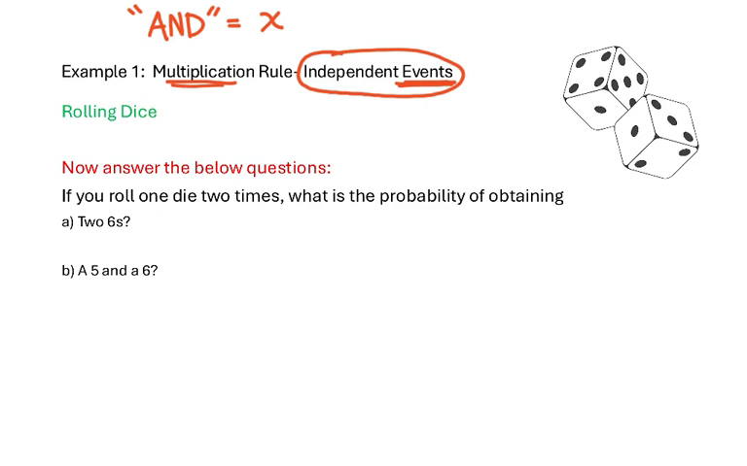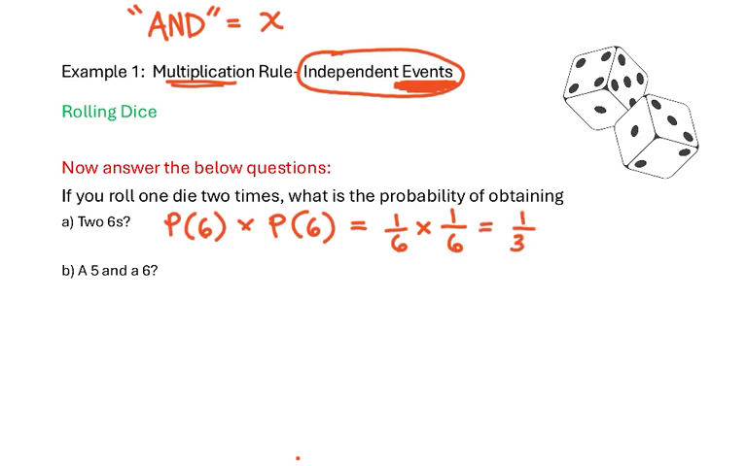So let's talk about the most simple examples, which are always rolling dice. So we're going to roll a die 2 times. So we're going to have something and something else. What's the probability of obtaining 2 6s? So it's the probability of a 6 and the probability of a 6 a second time. So these are what we call independent because whatever happens on the first roll does not affect what happens on the second roll. So the probability of rolling a 6 the first time is 1/6. The probability of rolling a 6 the second time is also 1/6. You multiply that straight across and we get the probability, if we roll the die twice, of rolling 2 6s is 1 out of 36.